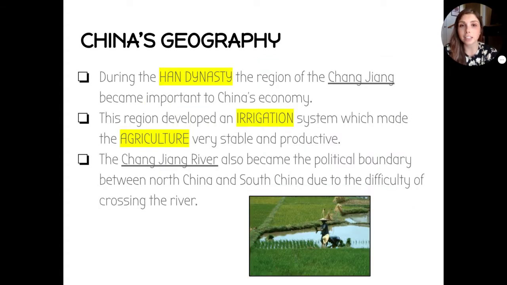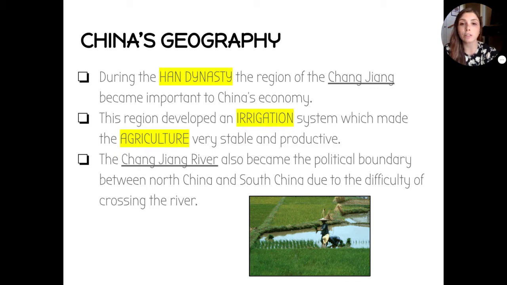During the Han Dynasty, the region of the Changjiang became important to China's economy. This region developed an irrigation system which made agriculture very stable and productive. Now, if you watched our previous video on the Fertile Crescent in Mesopotamia, they also had an irrigation system which made agriculture stable and productive in their area. Lots of commonalities between these ancient cultures and their origins.